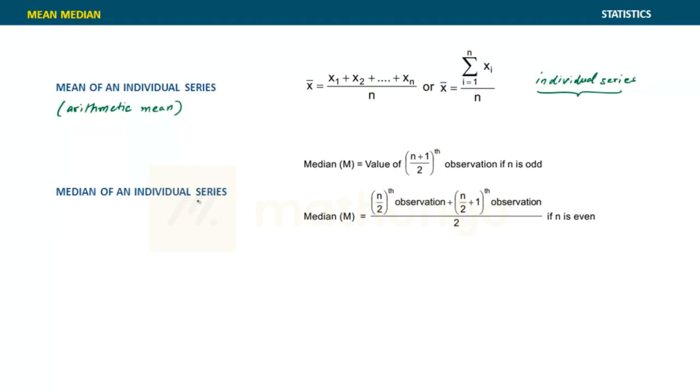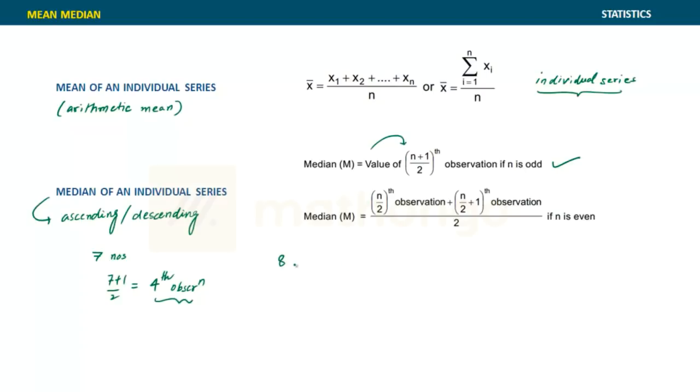Median of the individual series: obviously if the number of data is odd, you will have only one value, which will be the middle value. For example, there are 7 numbers in the series, so (7 plus 1) by 2, right? That is the fourth observation. The fourth observation would be your median. For median, you have to arrange them in ascending order first of all. They cannot be in random order. Keep that in mind, ascending or descending order, whatever you want. So please arrange them in ascending or descending order before doing this particular step.